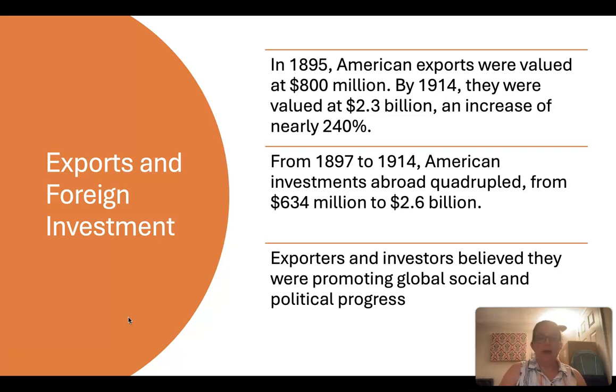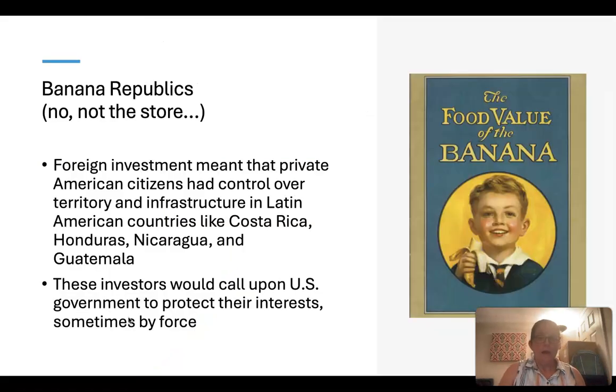So most of this economic expansion was really concentrated in what America considered to be its traditional sphere of influence, the Western Hemisphere. So a lot of this activity is concentrated in Latin America, South America, the Caribbean. And this brings us to this idea of banana republics. And I'm not talking about the store here.